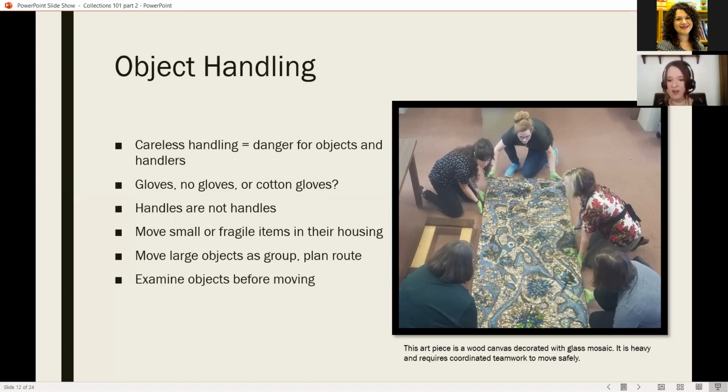It is a mosaic made of glass. It was very heavy. And if there had only been 2 of us trying to move it, we probably would have gotten hurt, or the mosaic would have gotten damaged. So it is very important to have safety first for both you and for the object. You can see in that image, we're all wearing those bright green, lovely gloves. I actually love that color of glove.